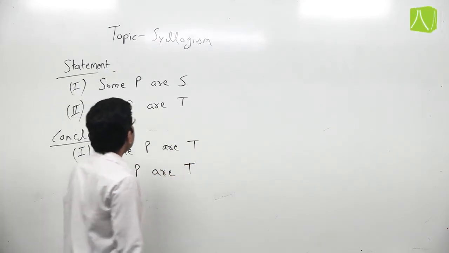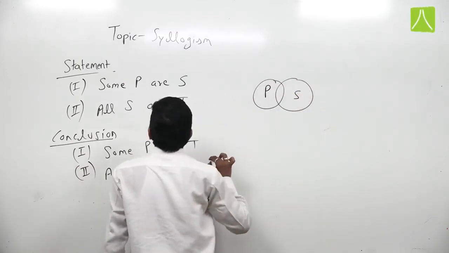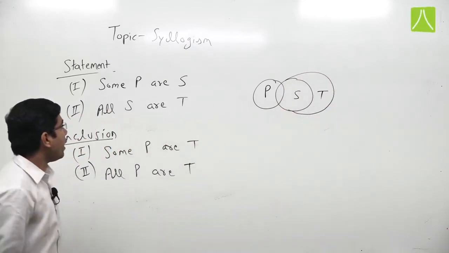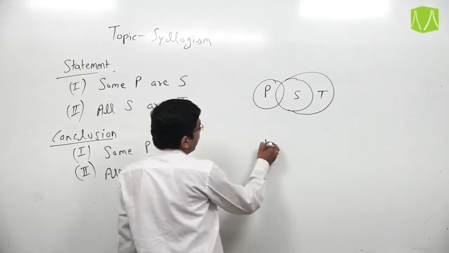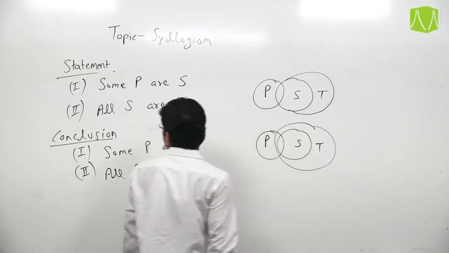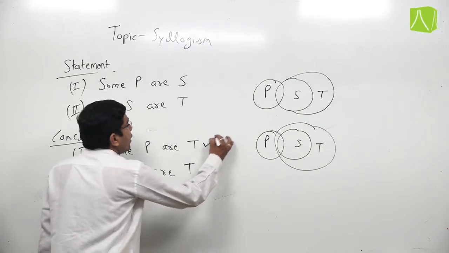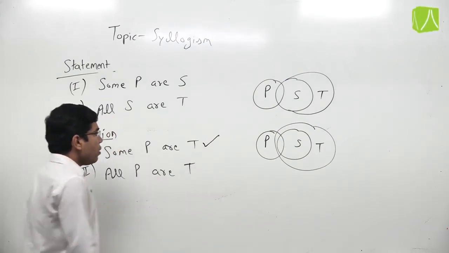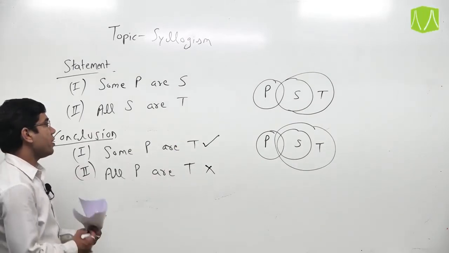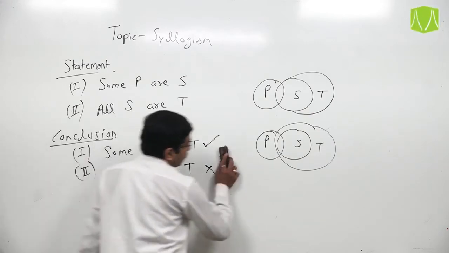Now, make the basic diagram. Some P are S and all S are T can be denoted by this, or we can make a diagram just like this. Now, conclusion, some P are T is correct. All P are T should be wrong because all P are not T. So, for this question our answer is only conclusion 1 is correct.